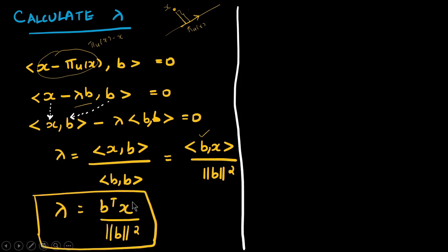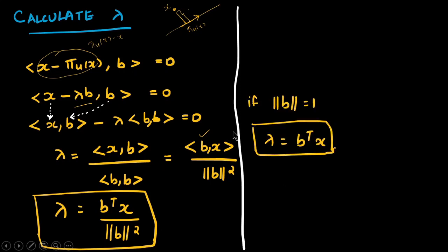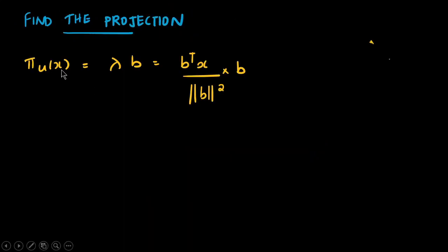Okay. So lambda can be written like this, b transpose x. So we are taking a dot product as the inner product here. So it is b transpose x divided by the norm of b squared. That is the lambda value. And if b is an orthonormal basis, then the length of b is 1. So we can reduce lambda to b transpose x. Okay. Now we have to find out the projection. Pi u of x is equal to lambda b. Substitute the value of lambda, b transpose x divided by norm of b squared, times b.